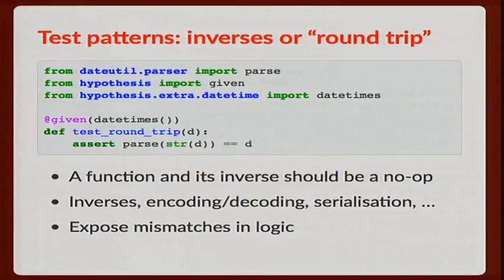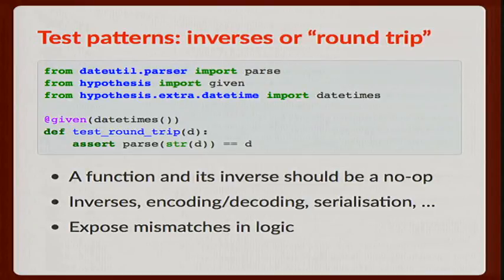A second one that's very powerful is inverses, or what I call round trip. So if you've got a function, and that function has an inverse, then if I apply the function and then its inverse, I should get back to where I started. So this is good for decoding, encoding, things like serialization logic.